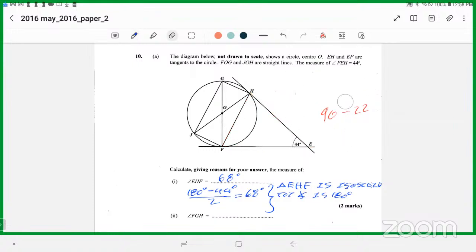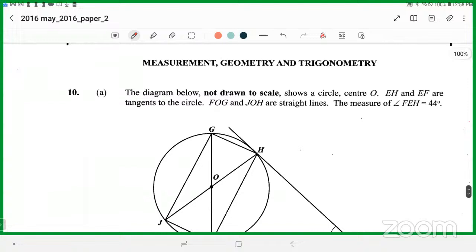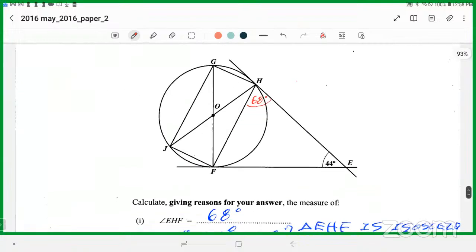That angle is 68 degrees. Let's put it on the diagram, as you work them out, put them on. So this is 68 degrees. And this over here is also 68 degrees.